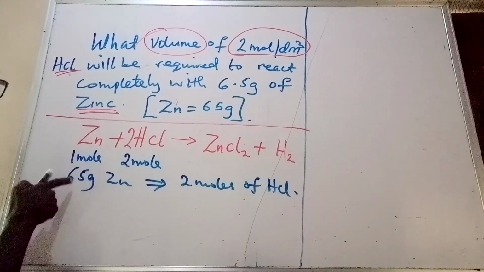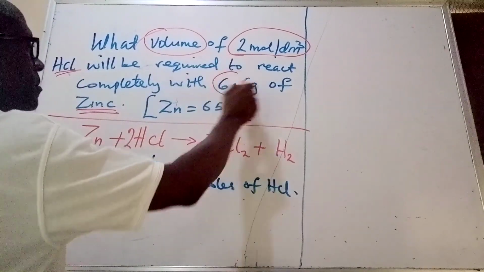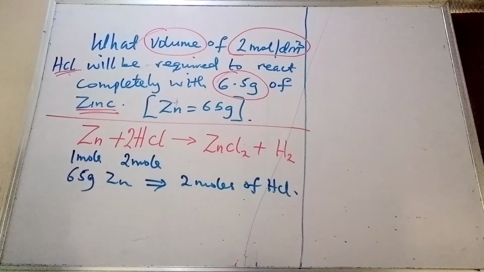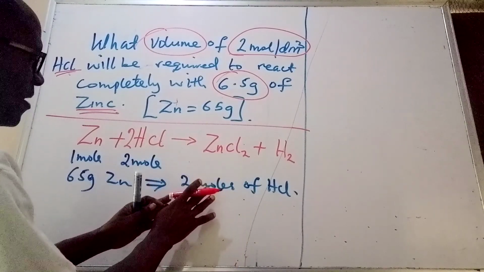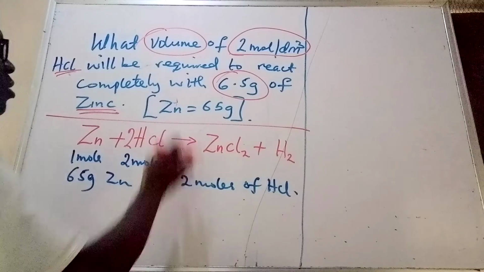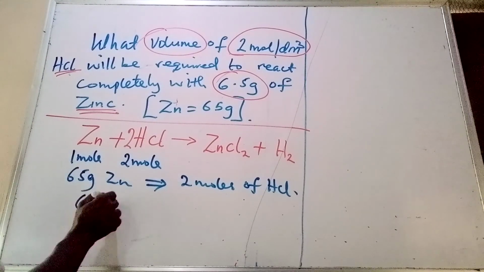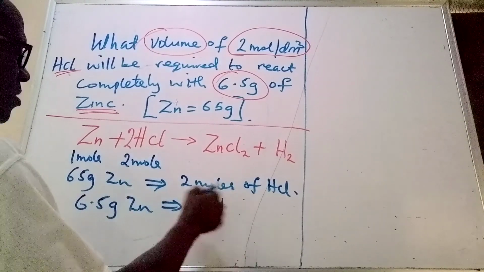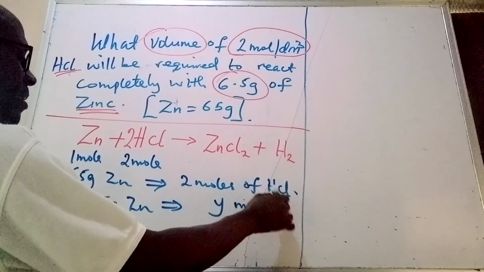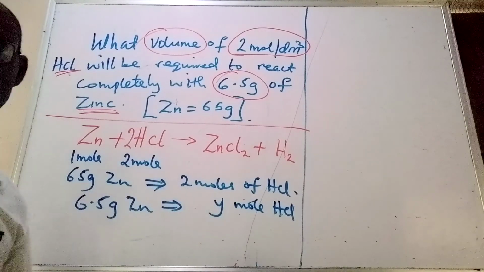This 2 mole is this. I have changed this 1 mole to 65 grams. Why? Because I am given mass of zinc. So that means I need to change that mole to gram for zinc. But I don't need to change that of HCl because I'm still dealing with what? With moles. Okay? Now, that means 6.5 grams of zinc, let's say we react rather with Y moles of HCl. Because we don't know, that's why I used Y. Okay? You can use any letter.